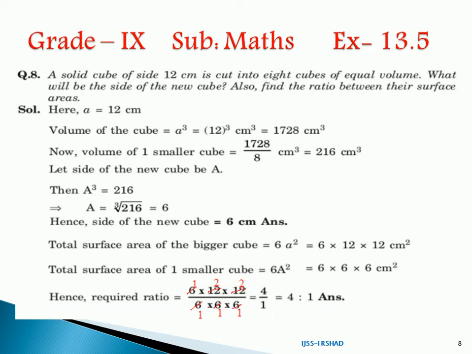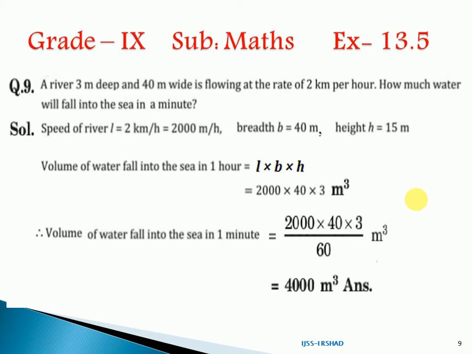Now question number 9. Let's move to question number 9. That's also a different kind of question, so I have tried to solve it here. Question number 9: a river 3 meters deep and 40 meters wide is flowing at the rate of 2 km per hour. How much water will fall in the sea in a minute?